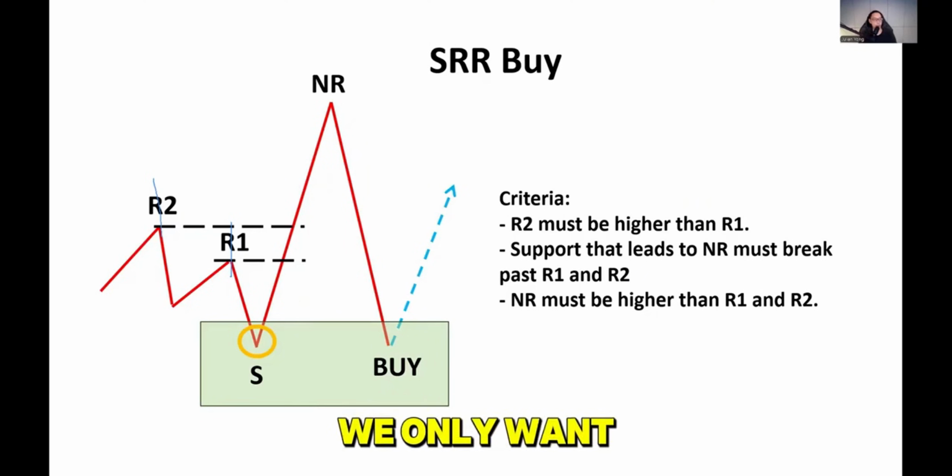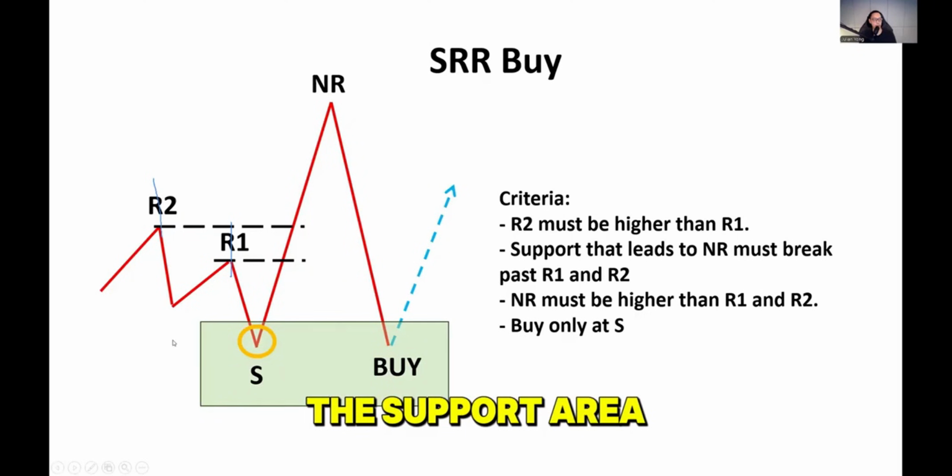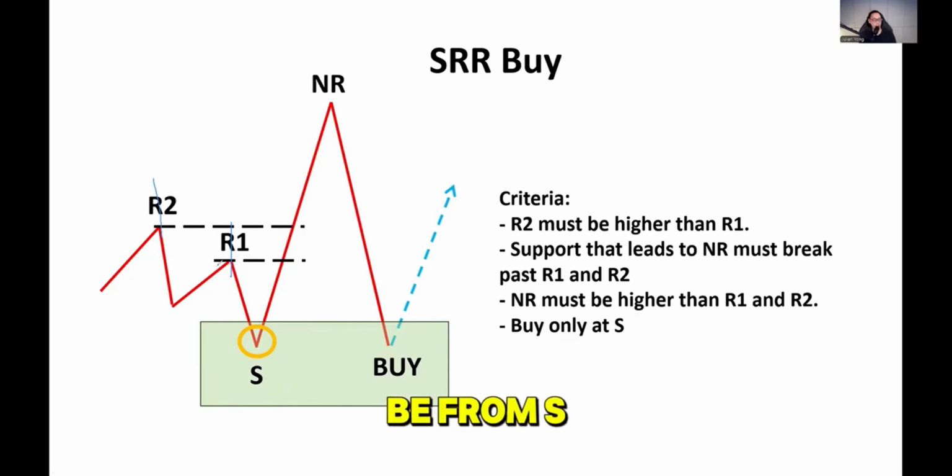And where do we buy? We only want to buy at the support area. Another thing is the valid area is going to be from S until R1. So the area can be slightly bigger, depending on the range of the zone.